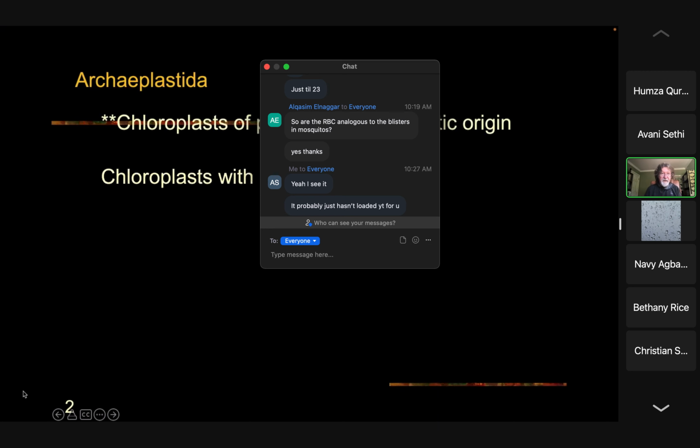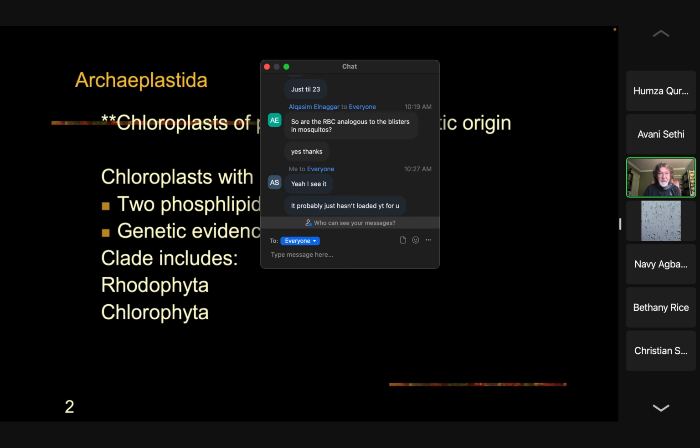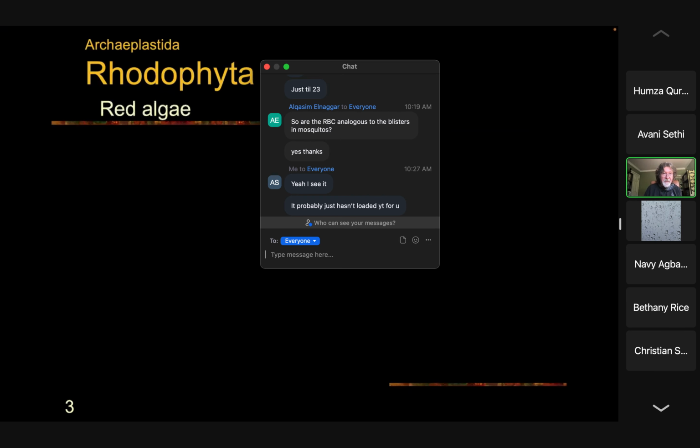Okay, so the archaeplastida have a primary endosymbiotic origin. There are only two membranes around the chloroplast, not a third or fourth one, just two phospholipid bilayers. Furthermore, there is a lot of genetic evidence that ties the green chloroplast and red chloroplast to cyanobacteria. So this clade includes the rhodophyta, the red algae, the chlorophyta, the green algae, and the plantae. The plantae is also called embryophyta, embryophytes, but we're going to use the word plants. That's most important here, or easier to recognize.